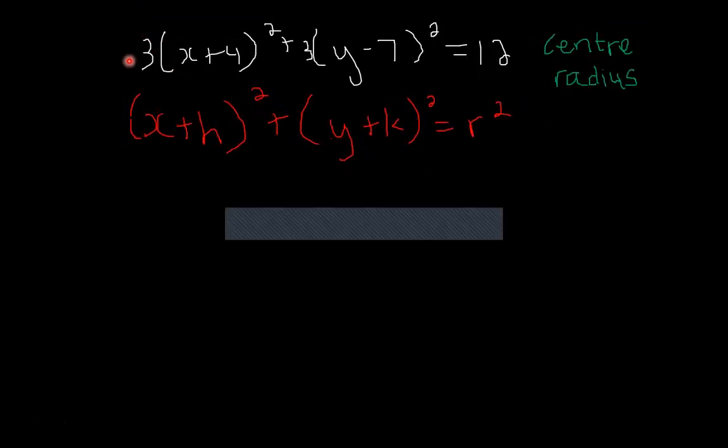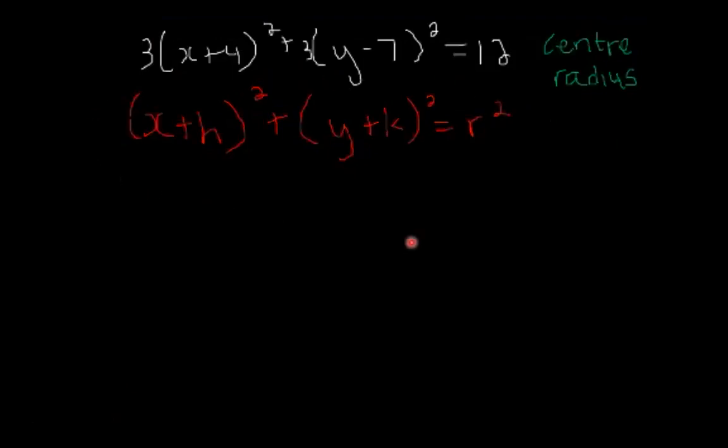Right, so my question is, how do we get this to look like this? Does anybody have any clue? We need to get rid of these 3s right here. Anybody? Going once, going twice. Okay.